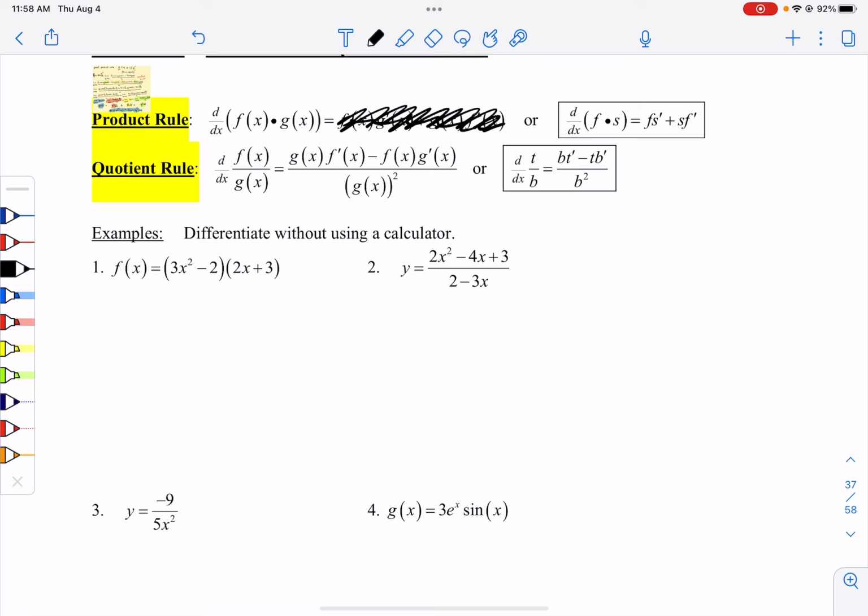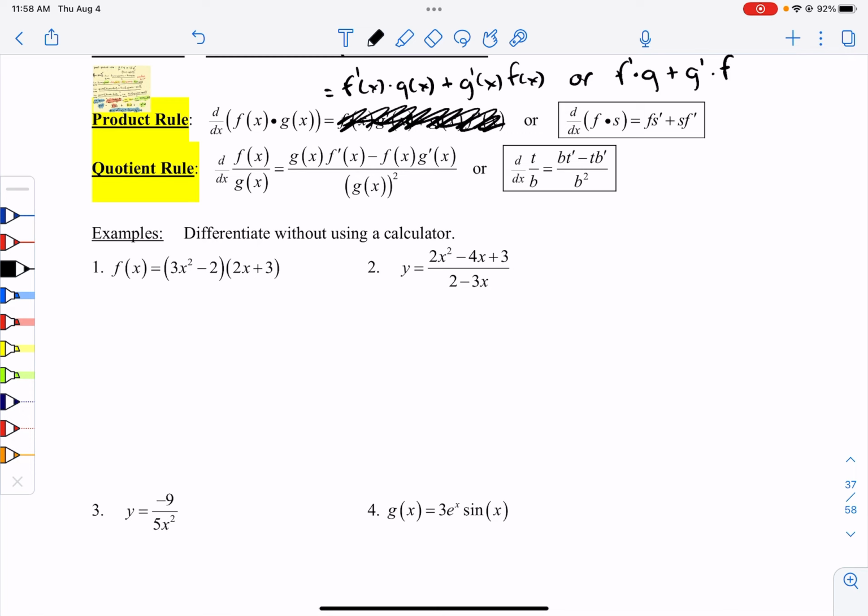We're going to rewrite this, okay? The derivative of f of x times g of x equals f prime of x times g of x plus g prime of x times f of x. I know it's the same thing because we're adding, okay? It's the same as the formula we just crossed out. Or you can say f prime times g plus g prime times f. These are the formulas I want you to remember.